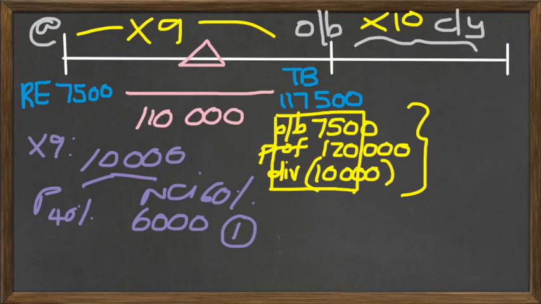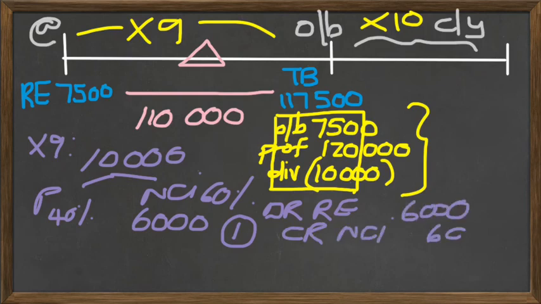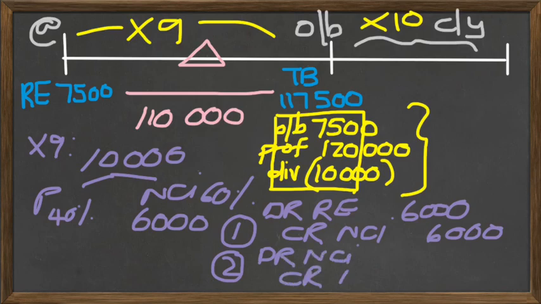You would have attributed that 6,000 Rand to NCI by saying debit the retained earnings opening balance of S, credit NCI with the portion they are entitled to. That is step 1. Increase their balance. But because you also declared that dividend in X9, the second journal also happened where we said debit NCI, credit dividend declared by S for the 6,000 Rand.